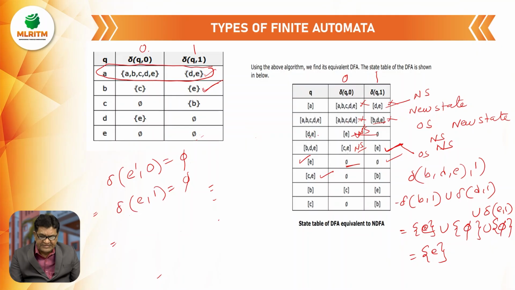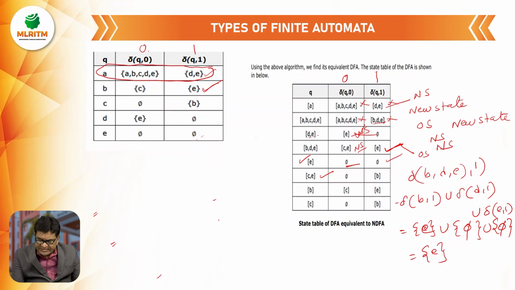Now we can determine the next state. Here we have C comma E with the current input 0, and C comma E with the current input 1. How to determine? Whatever the state is, C comma E: delta C comma E comma 0, where C comma E is the current state and 0 is the current input. Next, delta C comma E with the current input 1.